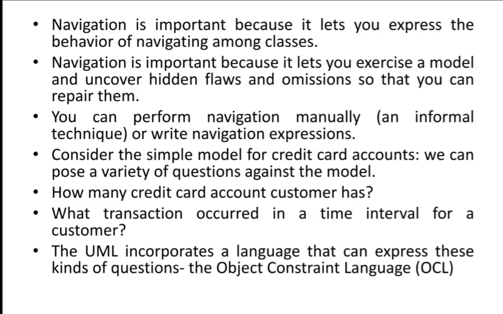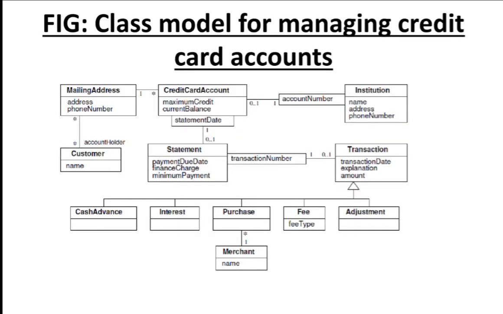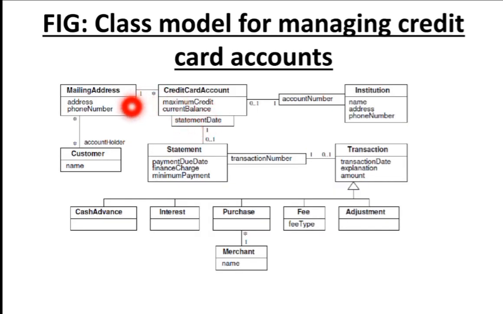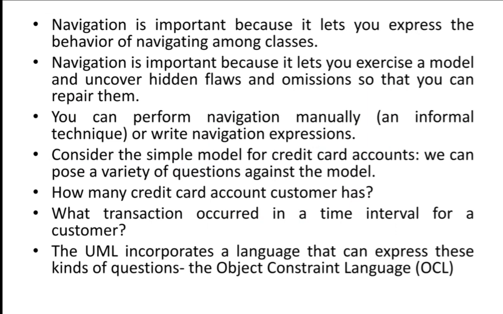Navigation is also important because it lets you exercise a model and uncover hidden flaws and omissions so they can be repaired. Here, if I move from one class to another class, I can see if any errors are there. I can discover the hidden errors. Hope you are getting it, guys. Once I discover those errors, I can repair them. That's why I need the navigation. How? First of all, you can perform navigation manually or automatically.